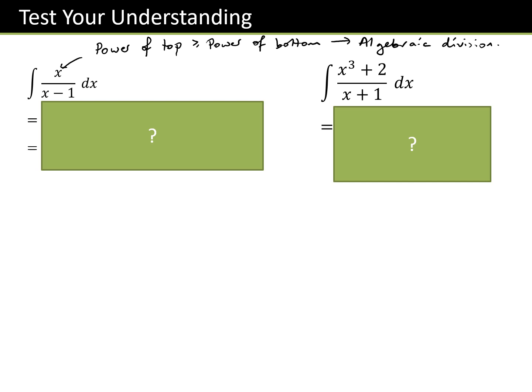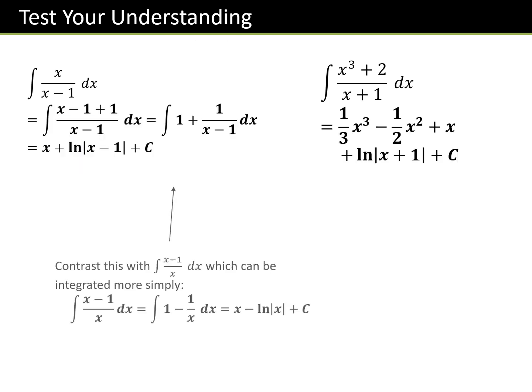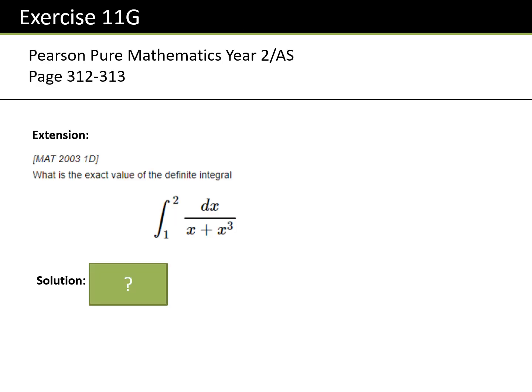Okie dokie. So answers are there. Okay, so use your algebraic long division to separate it into these two bits, and then you see that 1 integrated is x, 1 over x minus 1 integrated is natural log of x minus 1. Okay, and then there's 11g done.